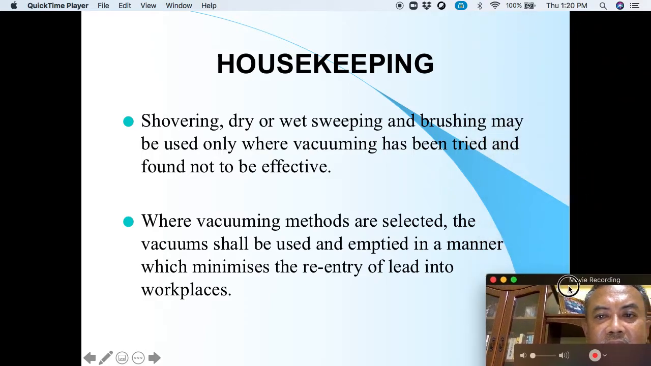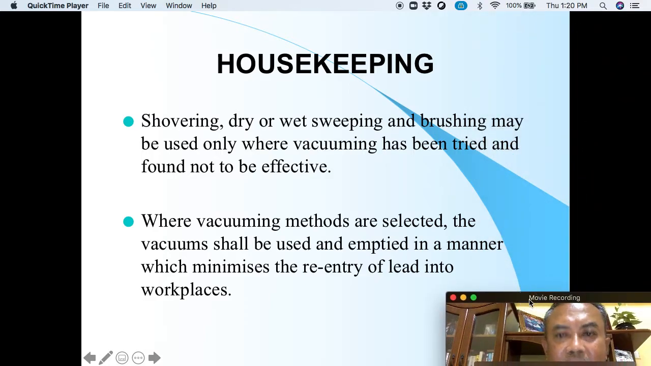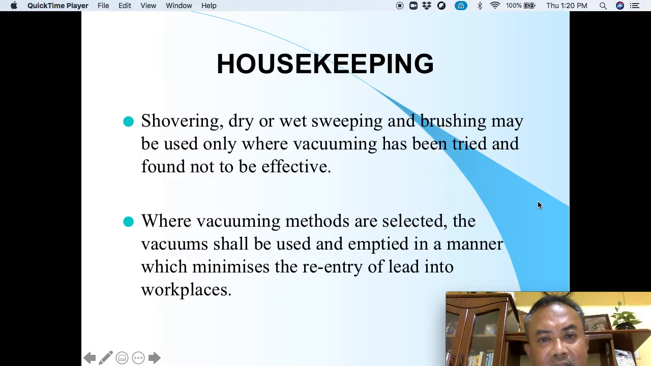Shoveling, dry or wet sweeping and brushing may be used. You boleh sapu, you boleh siram air, only where vacuum have been tried and found not to be effective. Sebelum you guna siram air, wet sweeping, brushing, the vacuum must have been tried and found not to be effective. Vacuuming, sedut kandungan lead. Shower, bersihkan guna air.